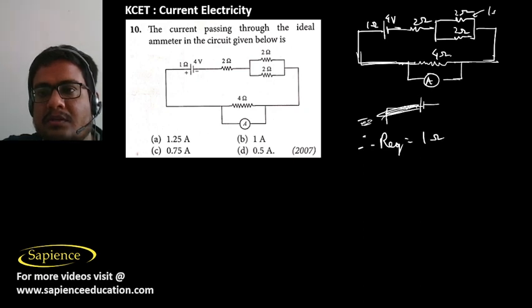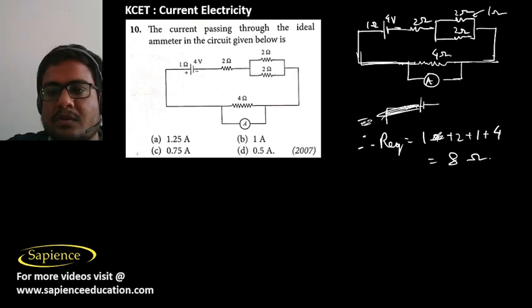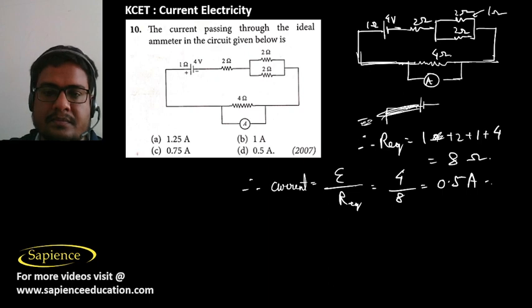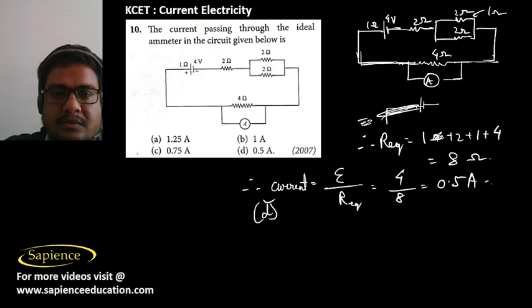So this equivalent is 1 ohm, and this one is 2 ohm. So 1 ohm plus 2 ohm plus 1 ohm plus 4 ohm, this will be equal to 8 ohm. So the current in the circuit will be equal to the EMF of the cell divided by R equivalent, that is 4 volt divided by 8 ohm, that is 0.5 ampere. So option D is the correct answer.